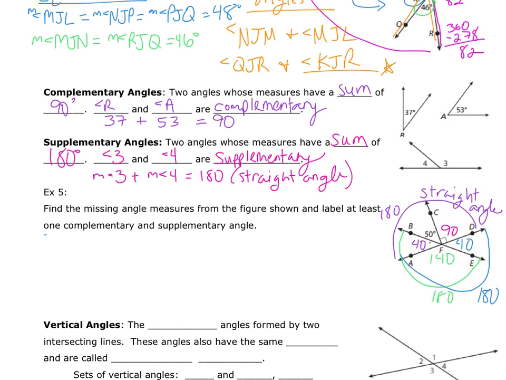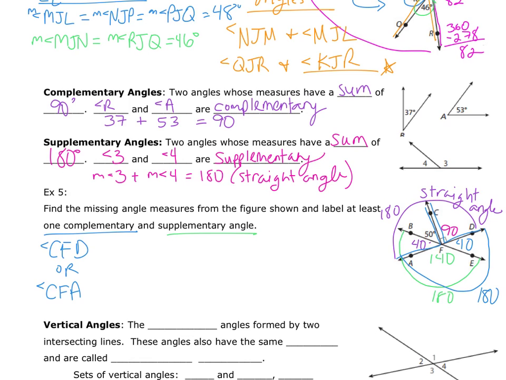We want to label at least one complementary and one that is supplementary. So for one that's complementary, we know complementary is 90 degrees, so that has to be our angle right here. But also realize that CFA on the opposite side, 50 and 40 together, gives you that 90 degrees as well.